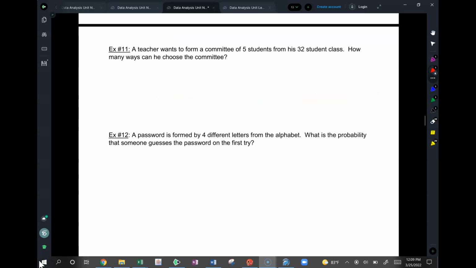A teacher wants to form a committee of 5 students. There is a 32-person class.